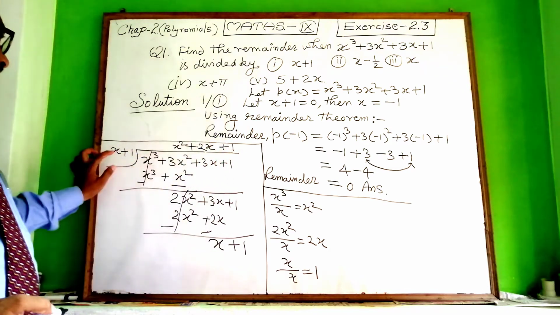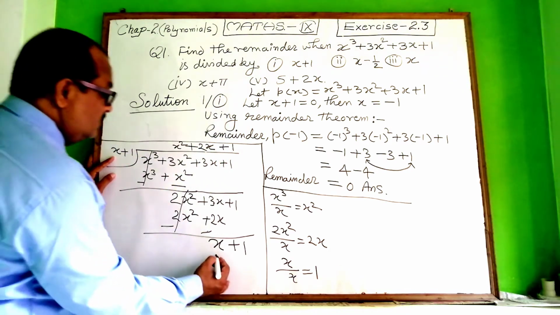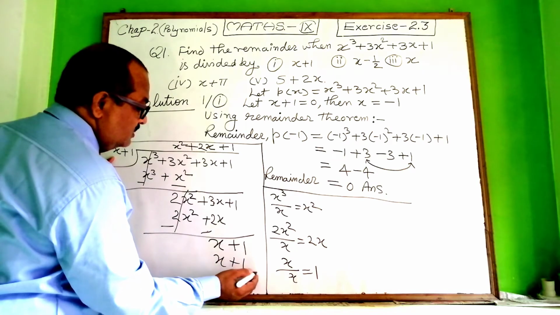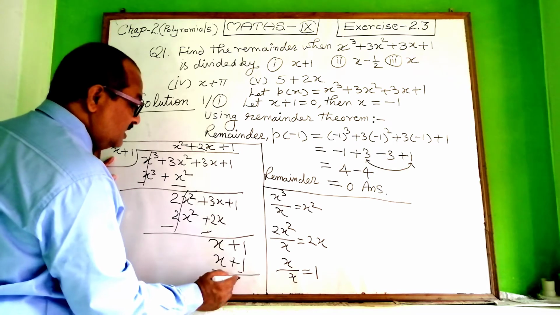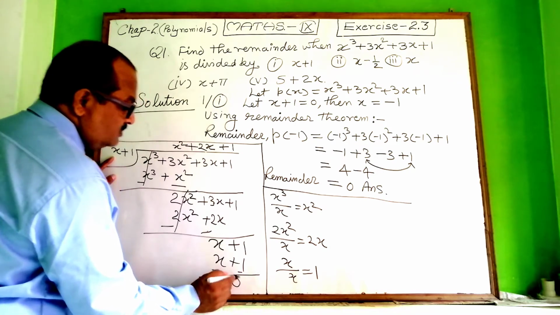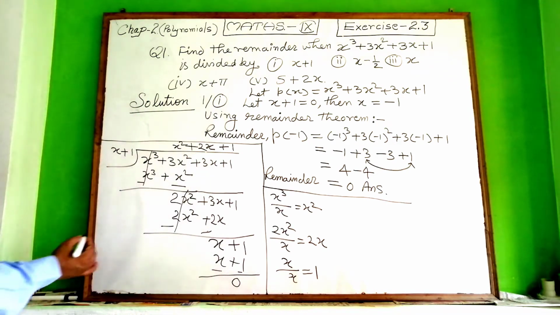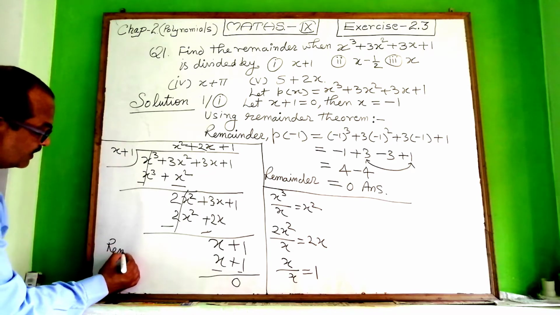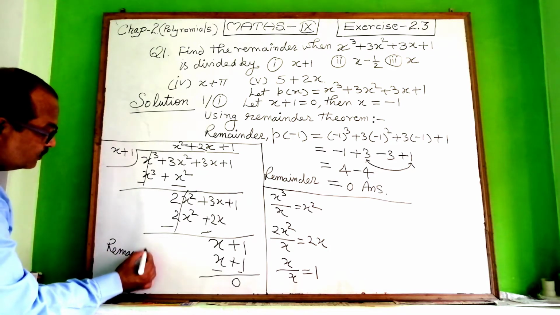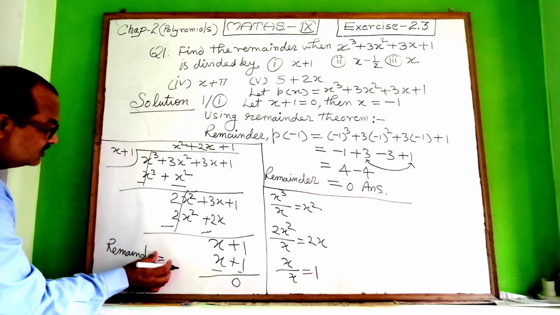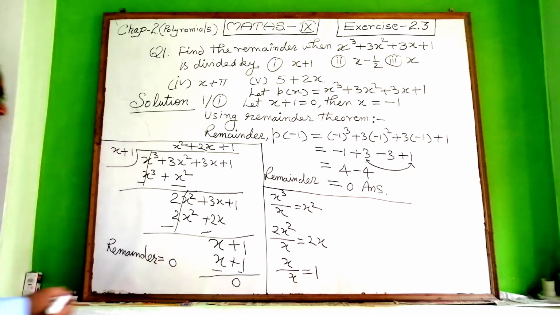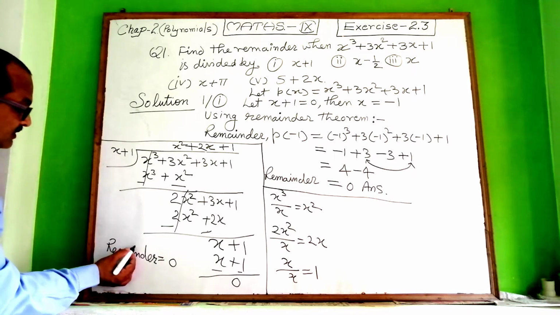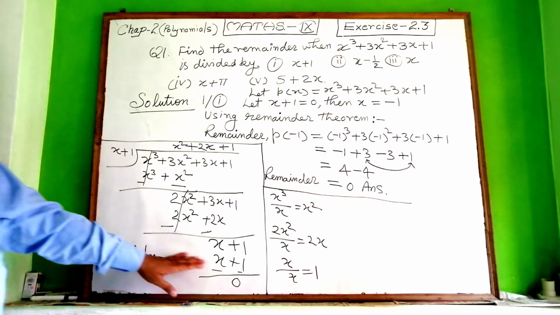Now plus 1 is multiplied with these two terms, so x plus 1. So when we subtract, both terms will cancel out, and the remainder will be 0. So you can write your answer in this way. Now you can judge yourself which method is easier. It depends on you which method you want to apply. This is the actual division method.